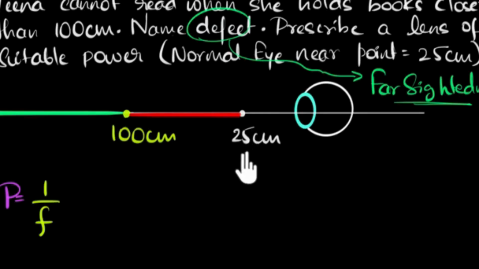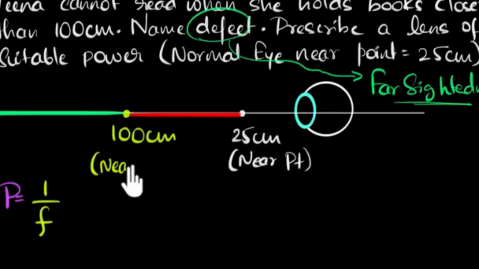Think of it this way. For a normal eye, this is the near point, because closer than this, a normal eye can't see things clearly. But for Veena, this is the near point, because for her, closer than 100 centimeters, she can't see. So this is the near point for Veena, and I'm going to put a star over here saying that's the near point for Veena.